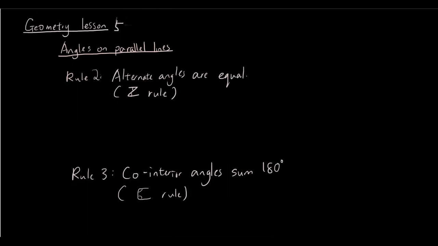Today we want to continue with the angle rules for parallel lines. If you remember, last lesson we did the F rule, so you need to be familiar with that if you want to continue with this lesson. So firstly we want to talk about the Z rule, which is the same thing as alternate angles are equal. So let's talk about what alternate angles are back in Geogebra.